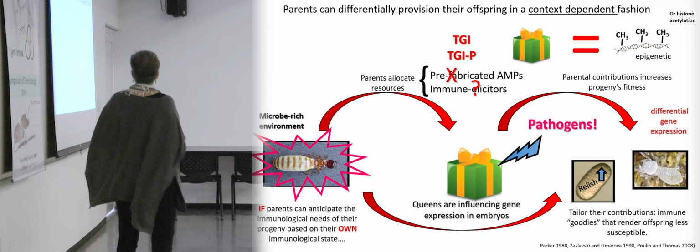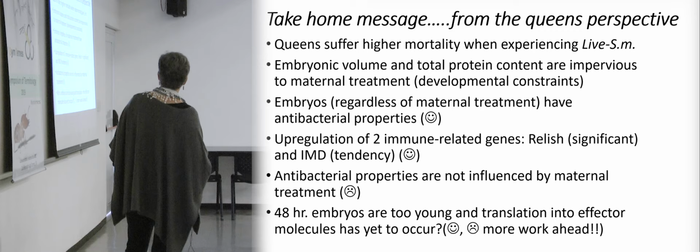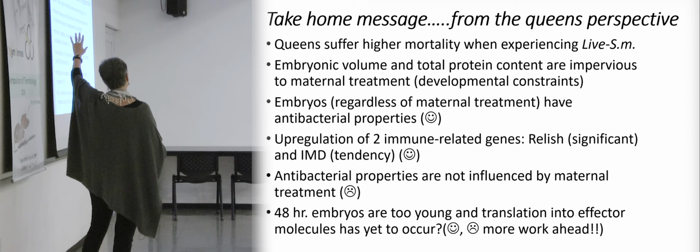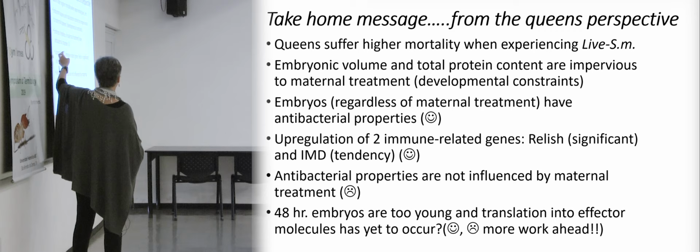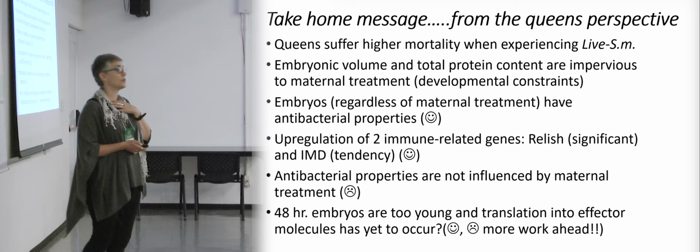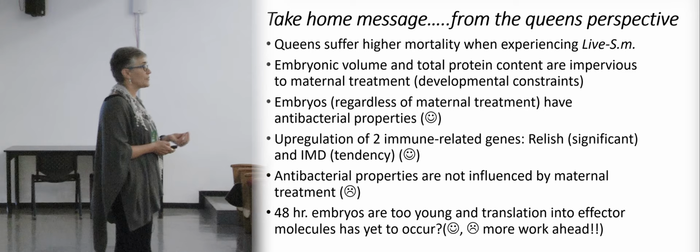I'm going to try to go a little faster because I do want to talk about the males. So queens suffer higher mortality when experiencing Serratia. We knew that. Embryonic volume and total protein do not seem to be affected by maternal treatment, so there might be some developmental constraints with respect to that. Embryos, regardless of maternal treatment, seem to have antibacterial properties, so that's a good one for us to be able to say something worked. Upregulation of two immune genes: Relish was significant, IMD tended towards increase, but it's not really significant. The antibacterial properties were not influenced by maternal treatment, but we think that's because we were picking a stage that was way too early. An egg sitting only in the petri dish for 48 hours has transcripts, but doesn't have the effector molecule in it.